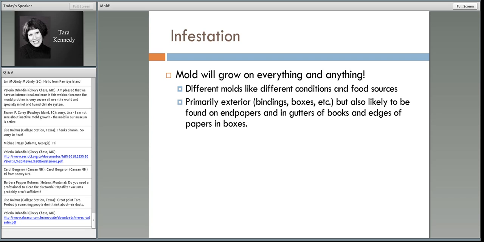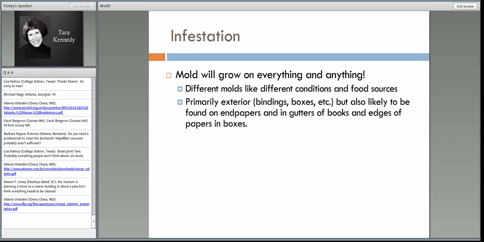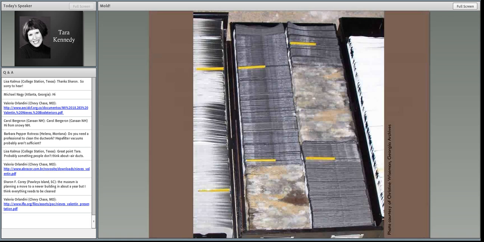Primarily, exterior surfaces are where you're going to have problems, like bindings and boxes and that sort of thing. But you also can find it on end papers, like the example I showed you from the bound newspapers, and in the gutters of books or on the edges of papers and boxes. Here's a really good example of that sort of random pattern that I mentioned. This is microspecies, and you can see that the mold is favoring particular areas of the microspecies and not the overall surface. So it can be as random as something like this.